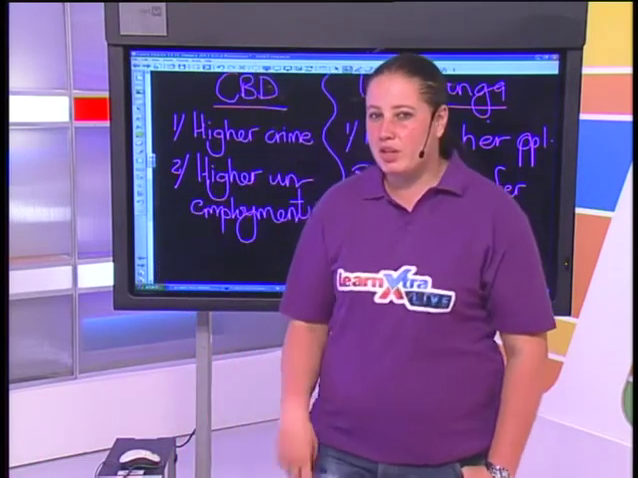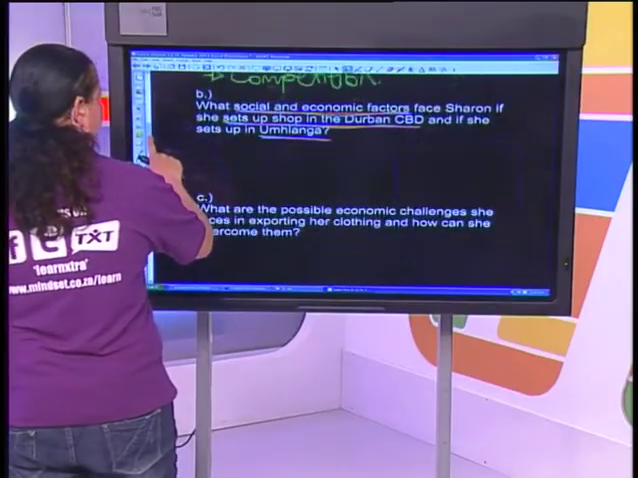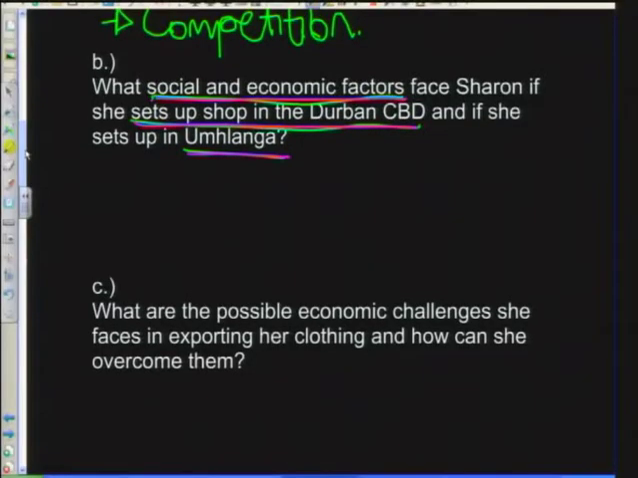I want to go back to that question just to make sure that we've looked at everything. So the question said, what are the socioeconomic factors? So we've looked at that, if she sets up in the CBD and in Umhlanga. So you guys should have a pretty good idea there. Now remember, these answers I'm giving you are suggestions. You can obviously think a bit further and add in, but making sure, obviously, it's in line with the answer.